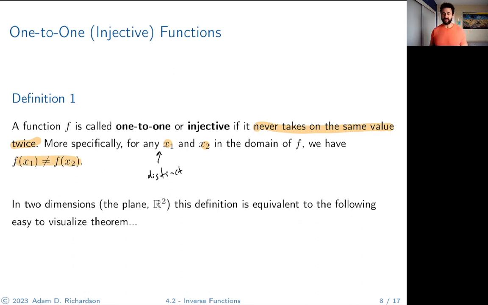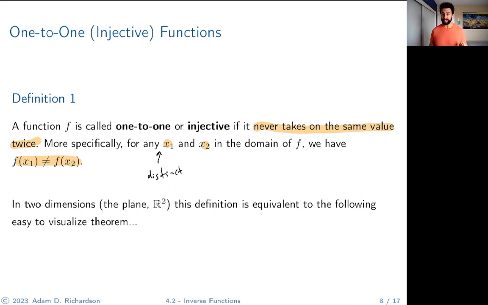In other words, this means if you have two different inputs, x1 and x2, if I put those into the box, do I get the same value as an output? If I get the same value for the output, then our function is not one-to-one. Specifically, what we're looking for is functions where the same height is never achieved twice. That's kind of the idea.